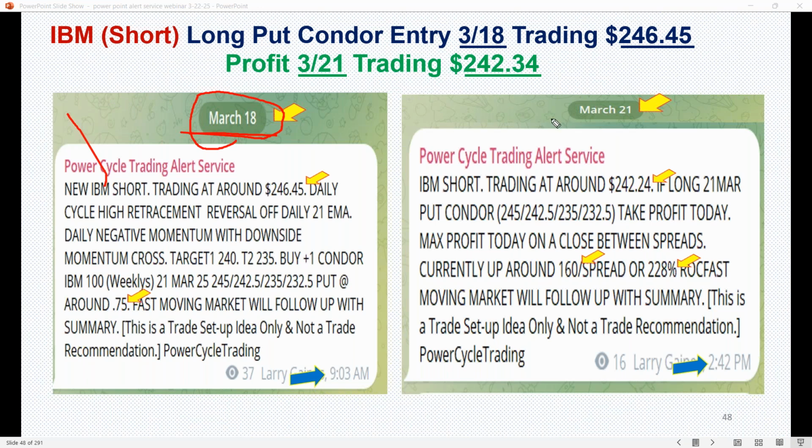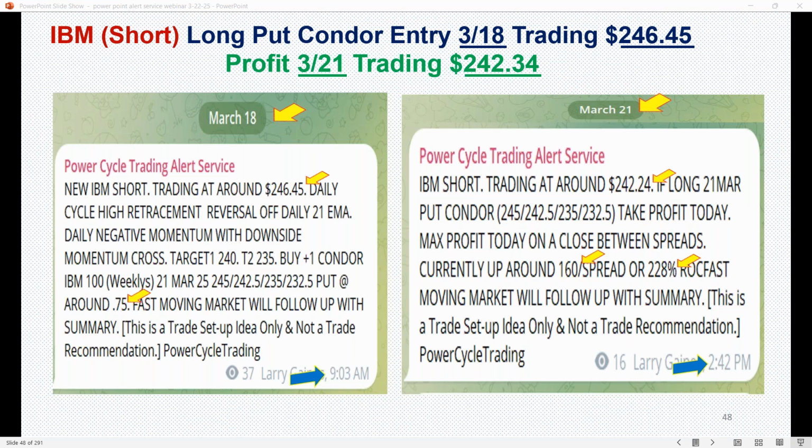And then here it was on the 21st. This was Friday. It says IBM short, trading around 242.24. This was at 2:42 p.m. So if long the put condor, take profit today, max profit on close between spreads, currently up $160 per spread. On the risk, we got this trade on for 70 bucks. It was up 228% return. Okay, so that was sent out towards the end of the day.